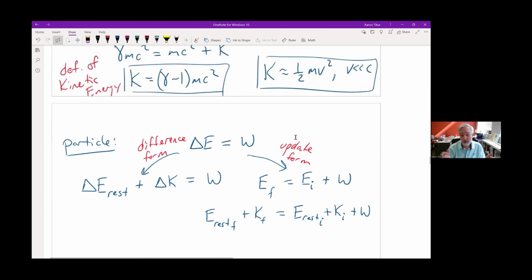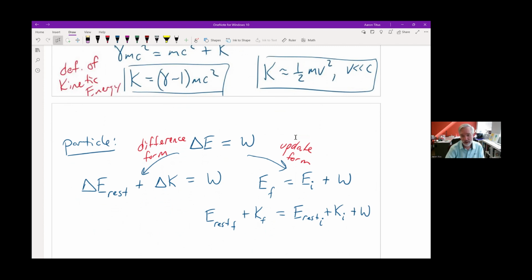So for a particle, we apply the energy principle. Delta E is equal to the sum of inputs, and the only way for that to happen is work. And you can either write your delta E as a change in rest energy plus a change in kinetic energy, or we call this the update form, E final equals E initial plus W.